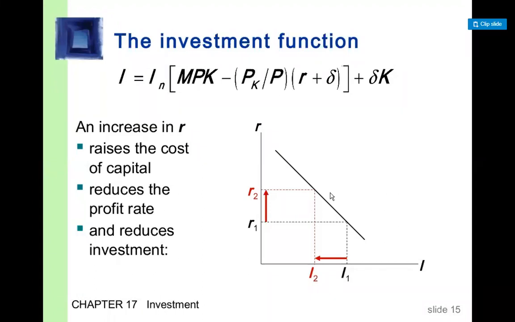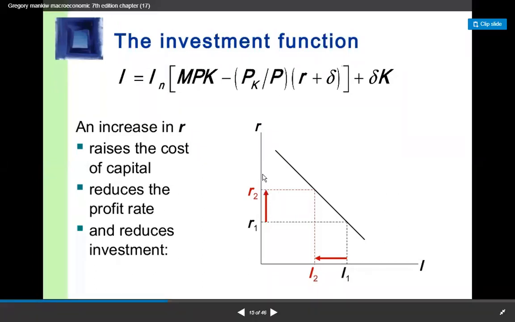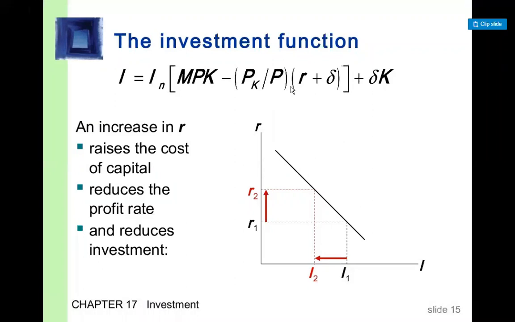What is the logic? As interest rate rises, the portion of real cost rises. Real cost का पोर्शन ही बढ़ जाता है. जब रियल कॉस्ट बढ़ जाएगी, देन प्रॉफिट रेट कम हो जाएगा. जब प्रॉफिट रेट कम हो जाएगा, देन हमारा कंक्लूजन क्या था? प्रॉफिट रेट कम होने से इन्वेस्टमेंट कम हो जाएगी.